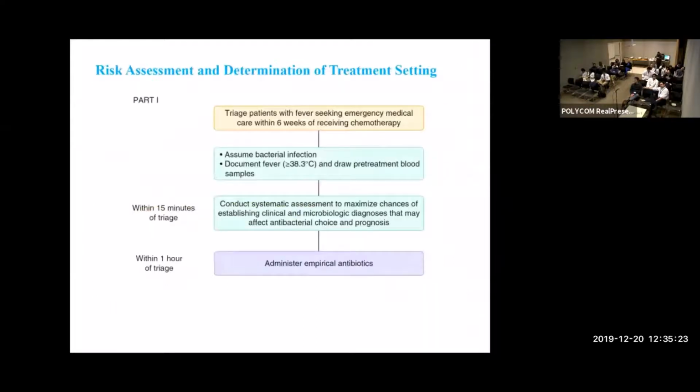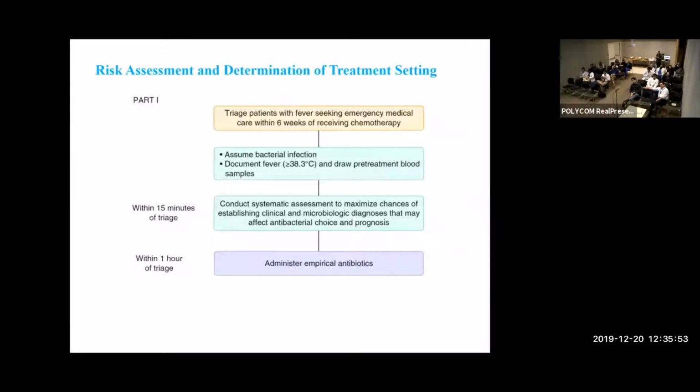And then for the risk assessment, within 1 hour of the patient presenting to the hospital, you should give antibiotics. So you shouldn't spend too much time on the workup. I agree that if it's possible, you should get blood cultures first before giving antibiotics. That will increase the yield of the cultures. But within 1 hour, the patient must receive antibiotics because these will improve mortality.